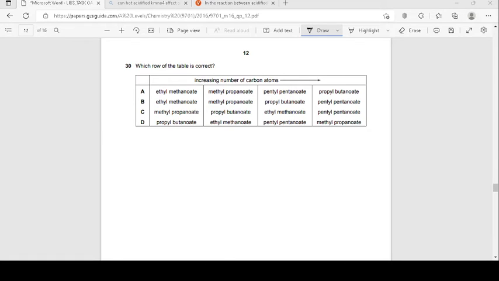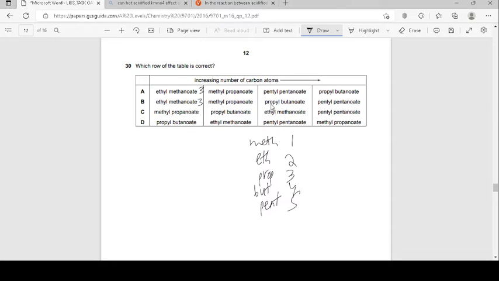Now, which row of the table is correct? Increasing number of carbon atoms. So now you just have to remember the prefixes: meth, eth, prop, but, pent. They've only gone to pent, right? There's 1, 2, 3, 4, 5. Just remember that, and it's simple addition basically in this question. So 2 was ethyl methanoate. So 2 plus 1 is 3.